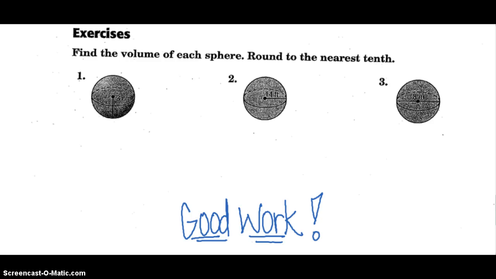Here are 3 for you to try. Hopefully in your notes you can see. I will highlight in case you can't. This is 3 centimeters. This radius is 14 feet. And this one, excuse me, it gave us the diameter, is 8 meters. Try these on your own and keep up the good work.